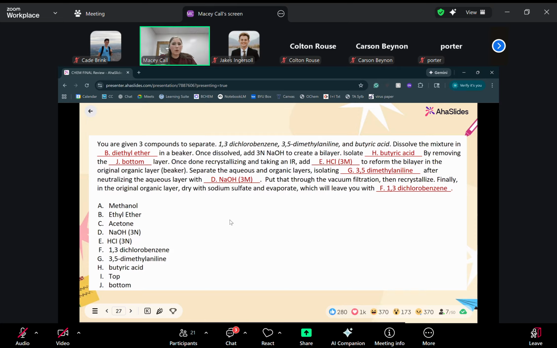So what do we normally do with our organic layer? We're going to dry it with sodium sulfate, which is going to take out any aqueous or water layer that we didn't get out, evaporate it, and then we will have 1,3-dichlorobenzene, which is my neutral. Does anyone have any questions about that or how I worked through that?